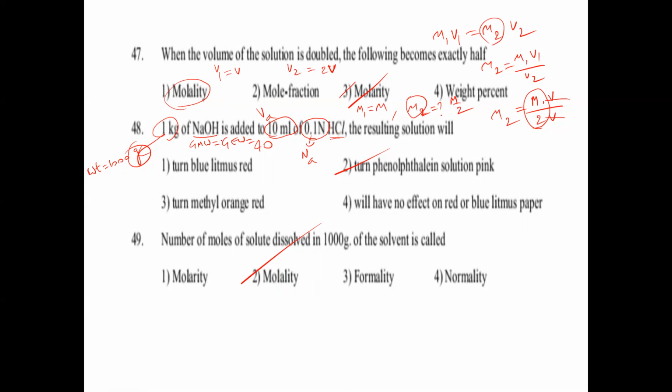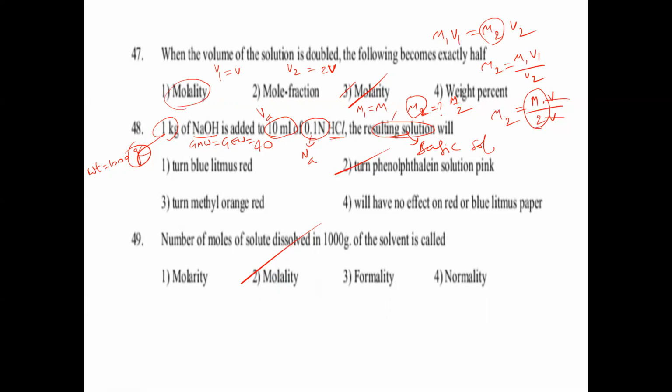With this HCl, NaOH is added. The resultant solution will turn phenolphthalein solution pink. The resultant solution will be a basic solution. We have already discussed this problem. So a basic solution is formed here.